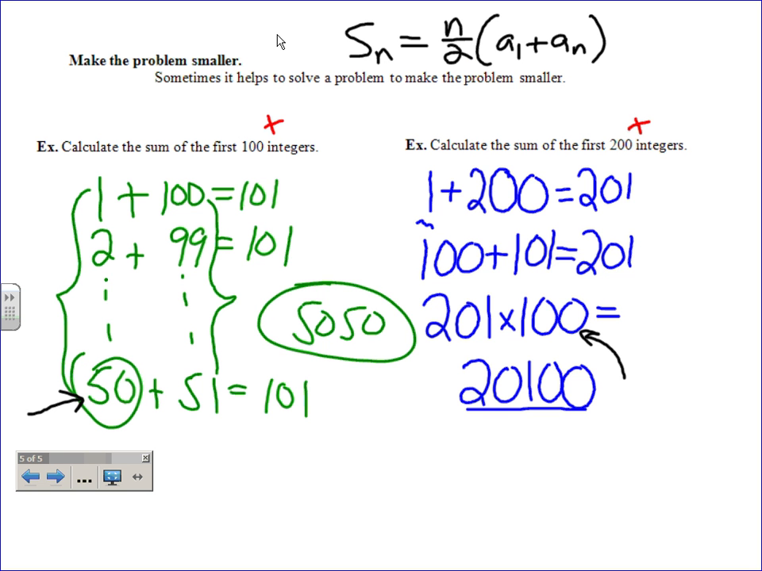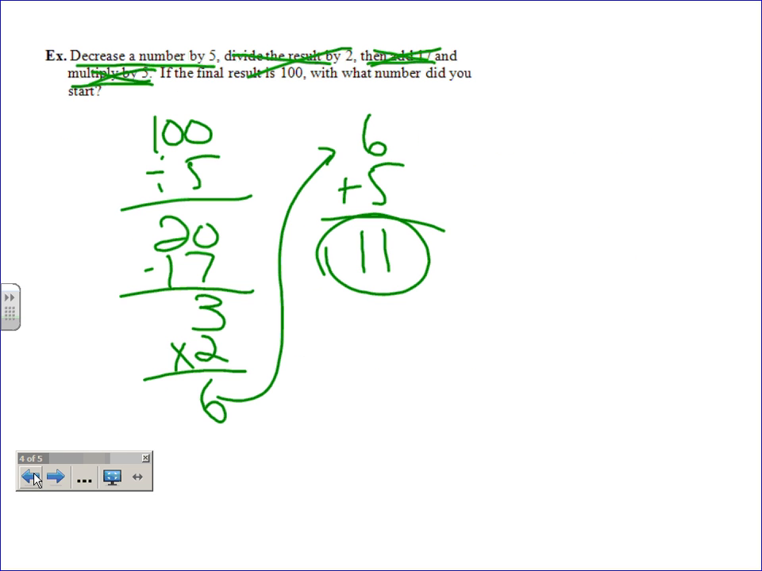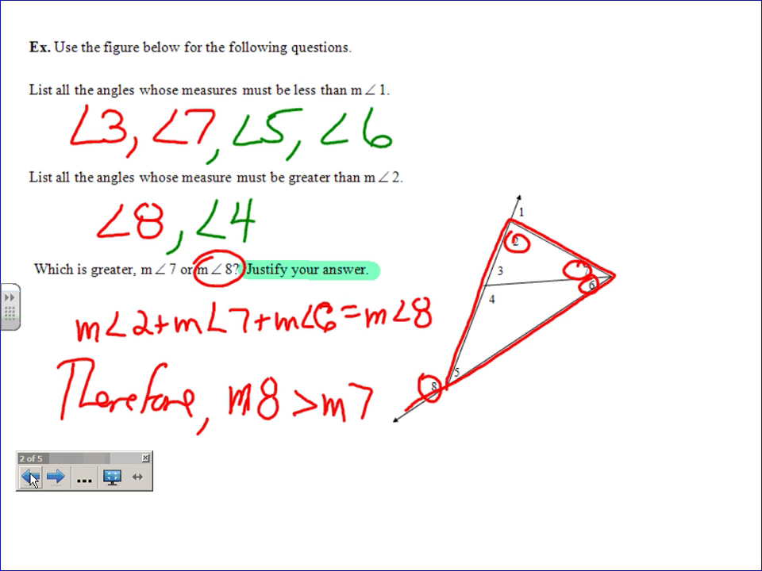So any questions on making a problem smaller? He was amazing at doing that. Working backwards, or exterior angles. I guess it's kind of a mixture of lots of things, right? All right.